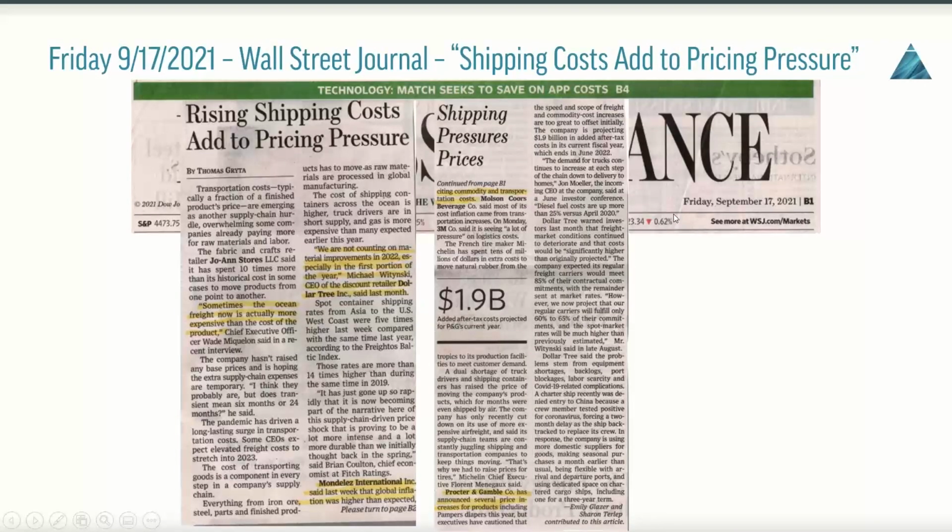And then on Friday, 9/17, just two days later, this is Friday of last week, right on the front page of Business and Finance in the Wall Street Journal: shipping costs add to pricing pressure, right? So they interviewed executives from several companies, and I just highlighted a few in here. From Joann Stores, it was interesting: sometimes the ocean freight now is actually more expensive than the cost of the product. I mean, this is kind of shocking.